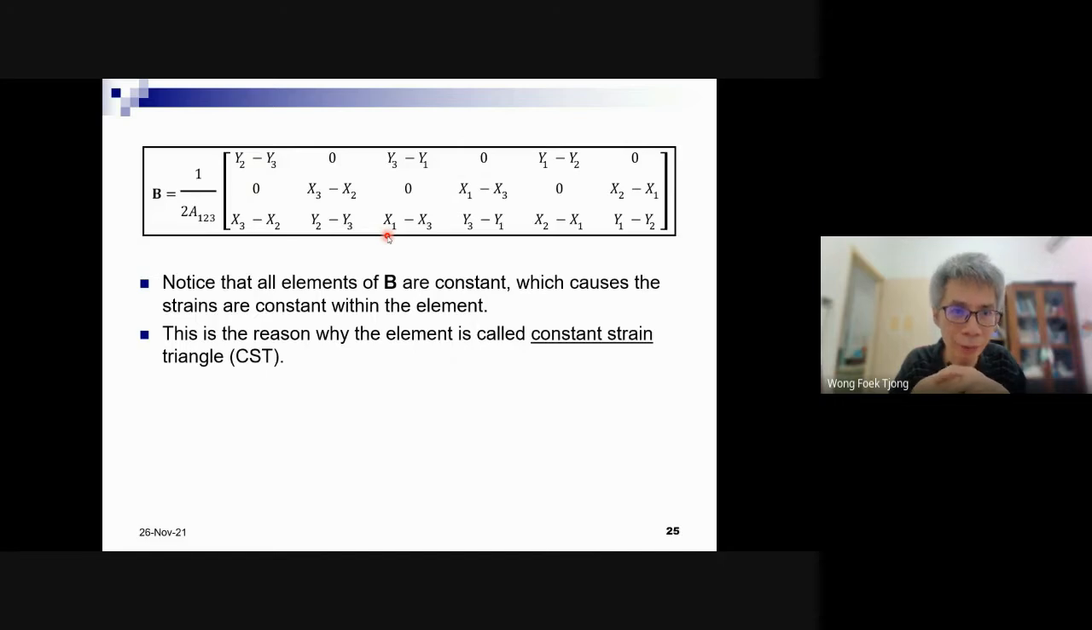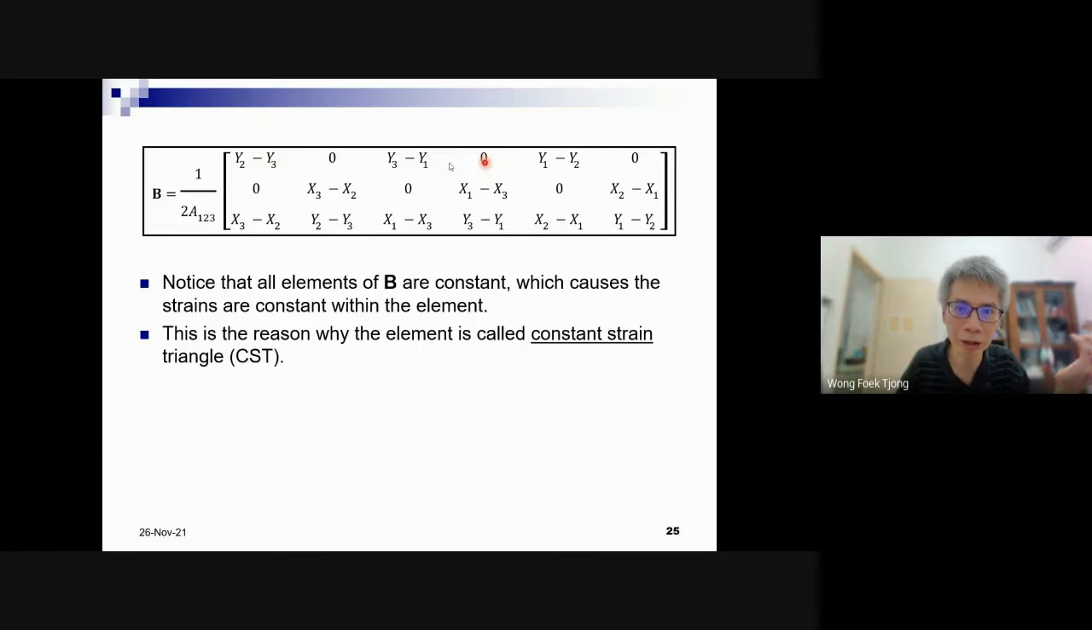Any questions up to this point? This is the B matrix for plane stress or plane strain problems for the CST element. Here is where the name of the element comes from. Please notice, what is this? Y2 is a number, right? Because that's the coordinates. Y3 is a number. So this is a constant.